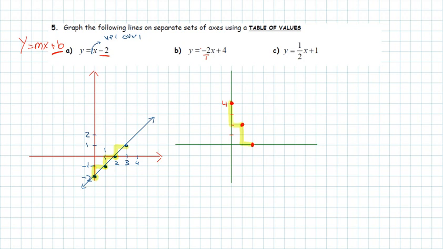Down 2 over 1. As I said, you can keep going as many times as you want, but technically I can already locate my line. I can already graph my line. That's it, that's my line, right? Alright, I have enough points for me to be able to draw my line accurately.